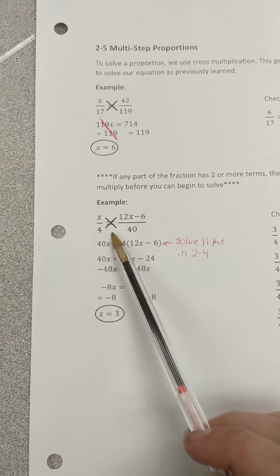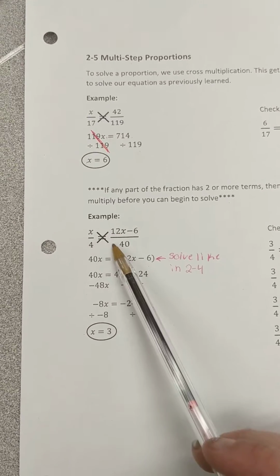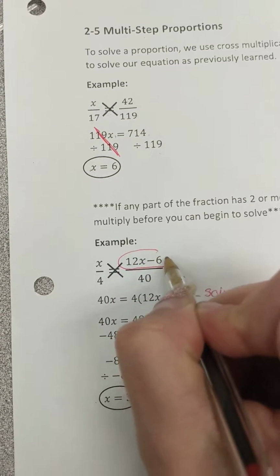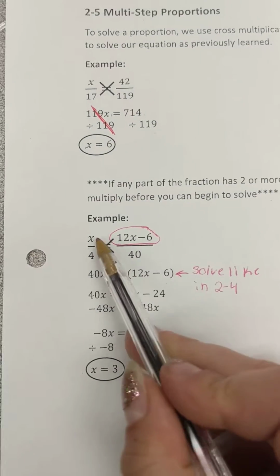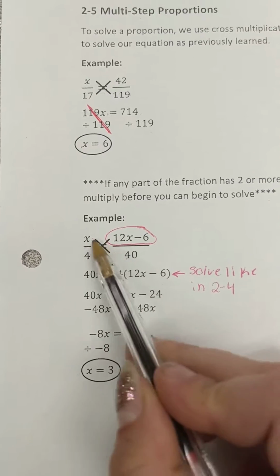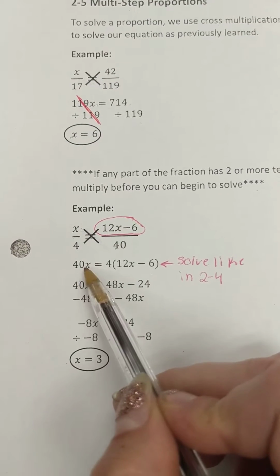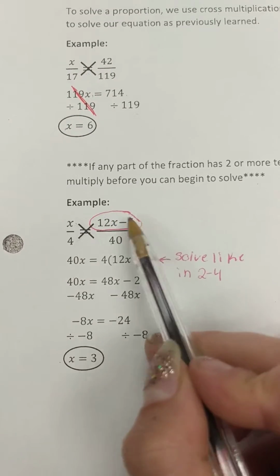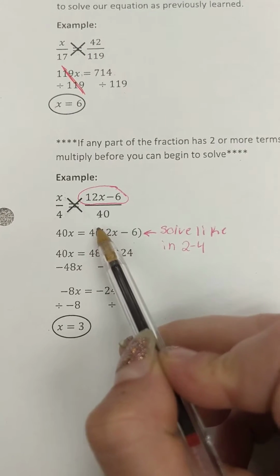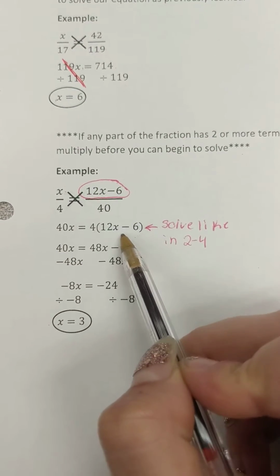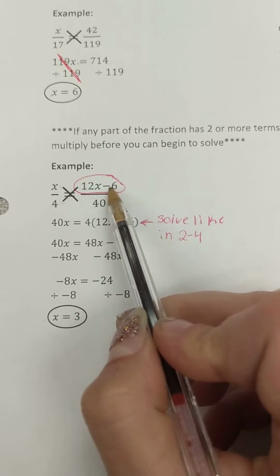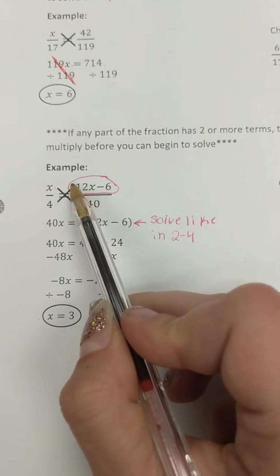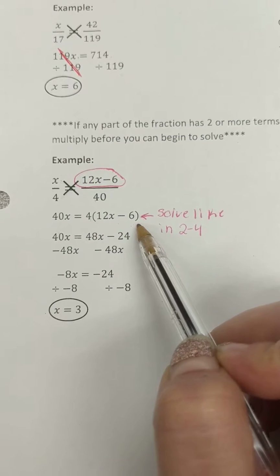So I'm going to look here and I have this cross. I'm going to cross multiply. But you see right here, I have two terms. I have 12x and minus 6. So x times 40 is very easy. I just do like I did before. X times 40 is 40x. But this cross, because I have two terms, I'm going to put the 4 and then parentheses 12x minus 6. Anytime you have two or more terms, that part of your fraction needs to go in parentheses.